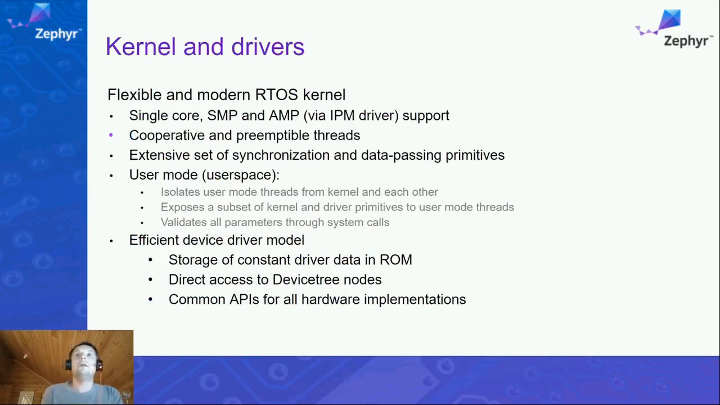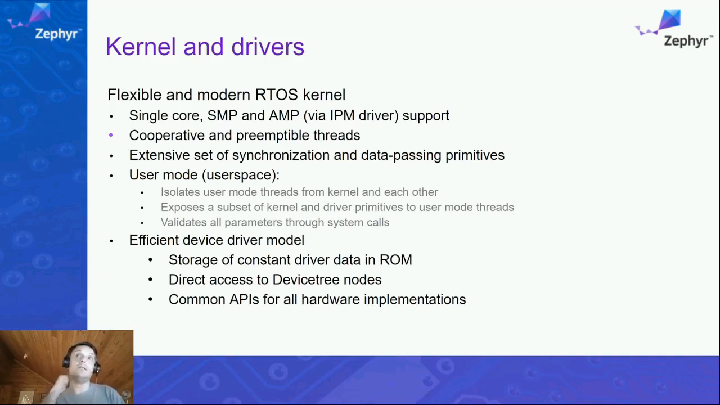Let's talk a little bit about the kernel and the drivers. So this is a very flexible and modern kernel. It supports single core, symmetric multiprocessing, and asymmetric multiprocessing via an IPM driver, and also using OpenAMP. Again, an industry collaborative effort to provide libraries to enable asymmetric multiprocessing across devices. As mentioned, we have cooperative and preemptible threads, a lot, and I really mean a lot. There's many synchronization and data passing primitives that you can choose from. Then there's user mode. That's what we were talking about before when we talked about memory protection.